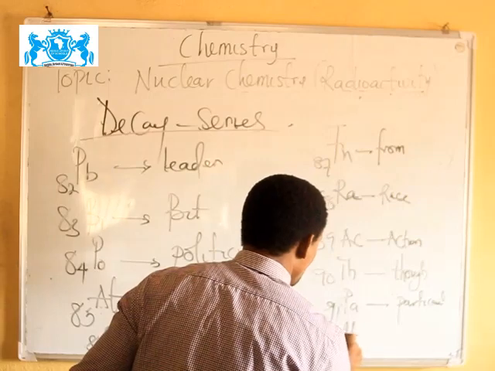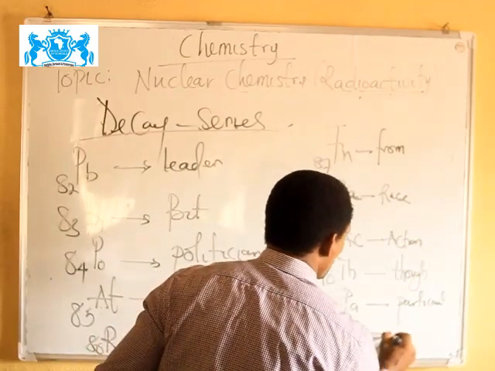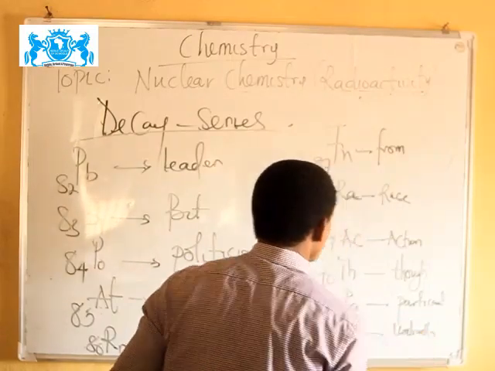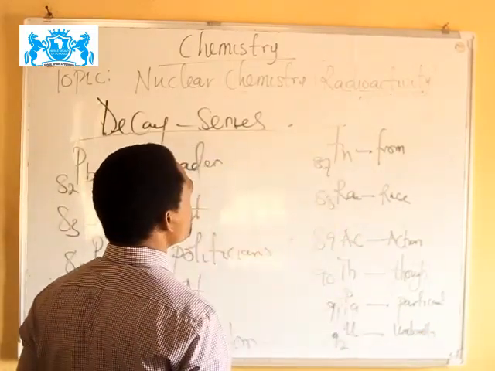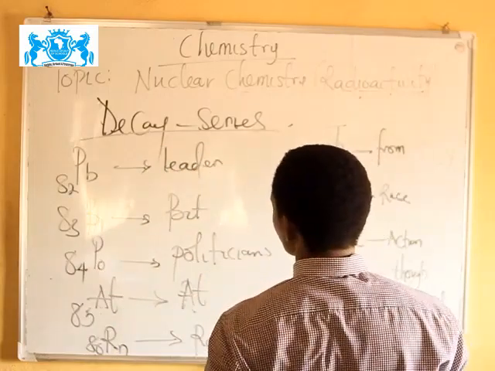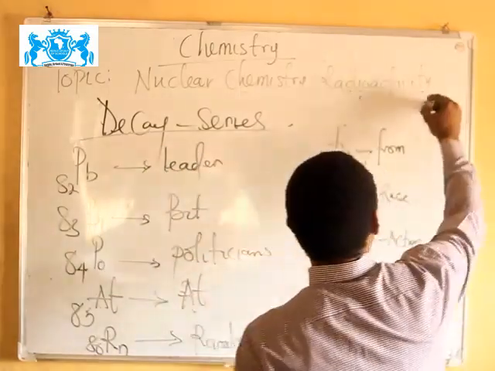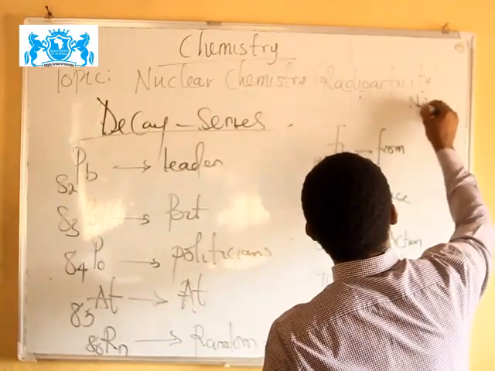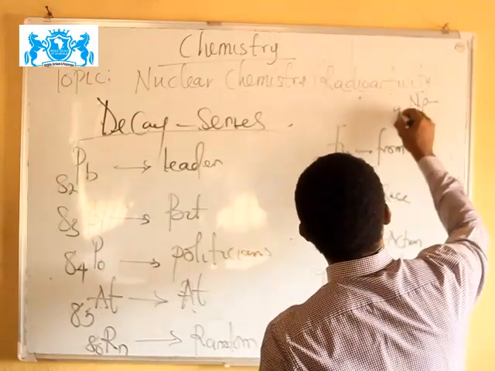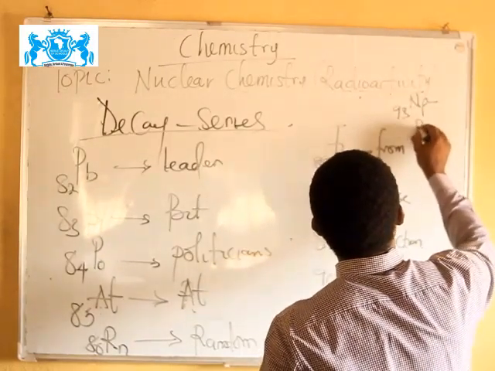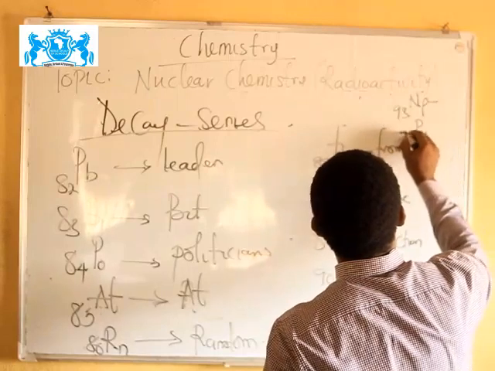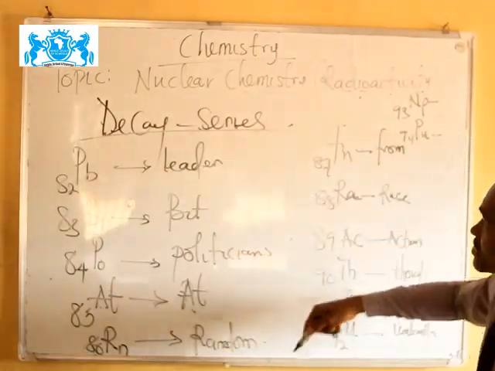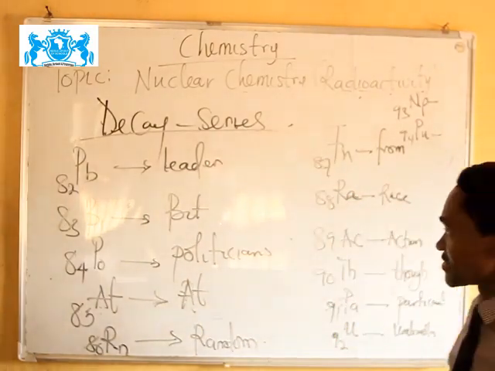Then uranium, atomic number 92. Neptunium, atomic number 93, and plutonium, atomic number 94. These are the lists of the radioactive decay series.